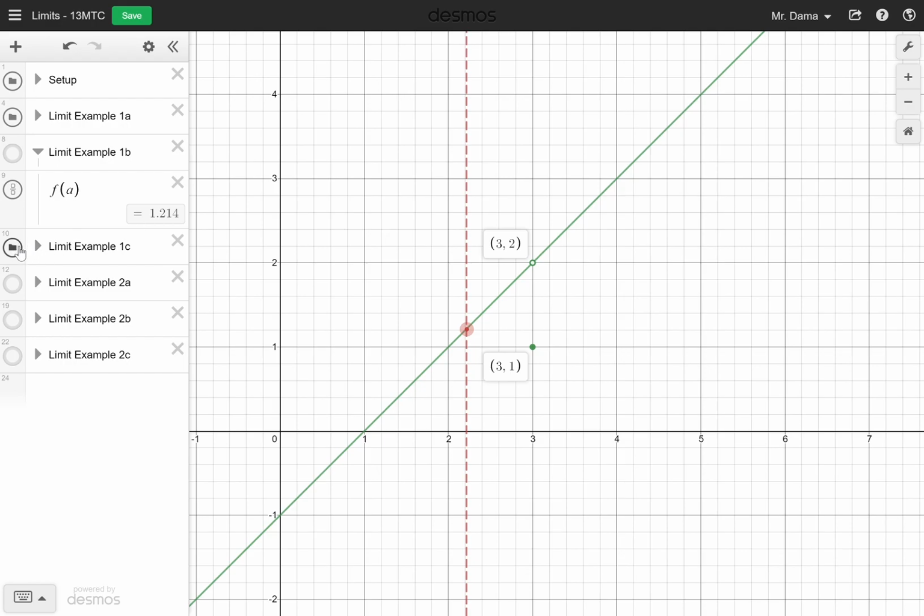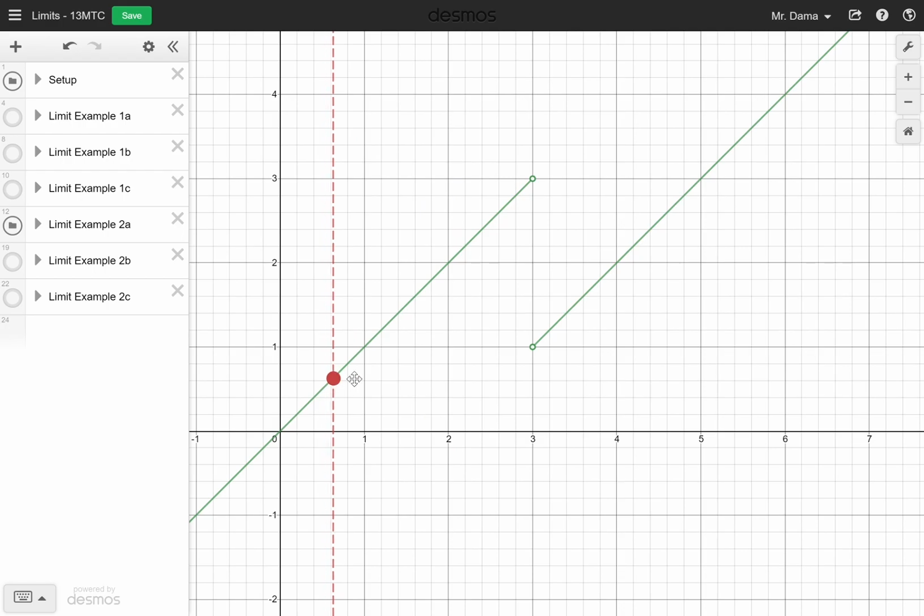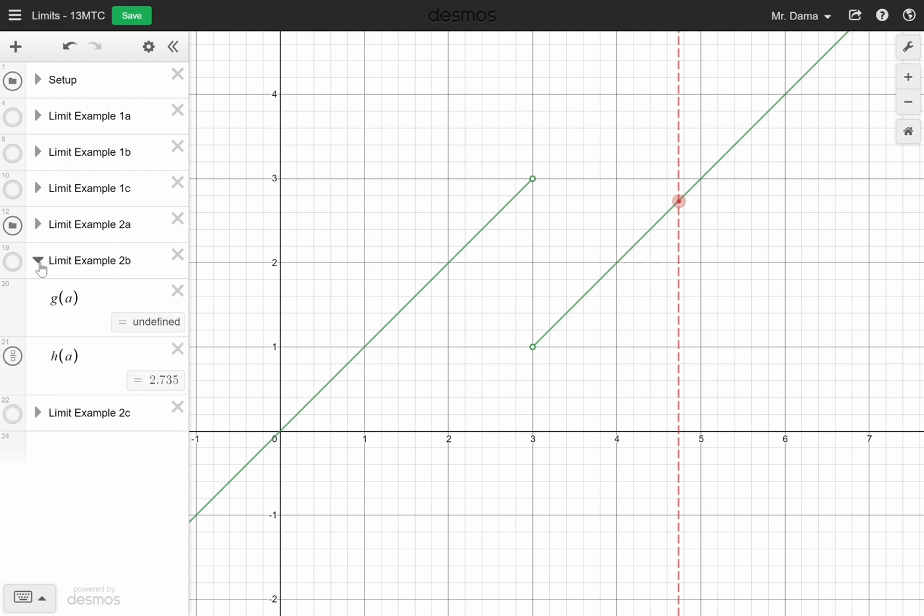Here's another example. Now, I've got a function that's got two parts: this first part and this second part. Let's see what happens. These are the values of that function, and we'll see how it changes.